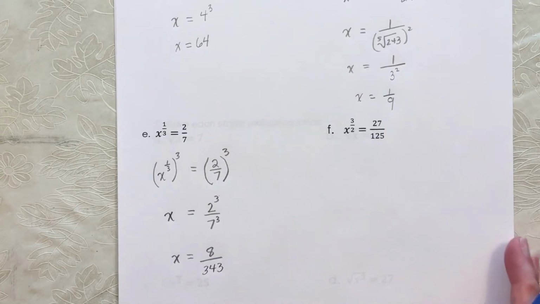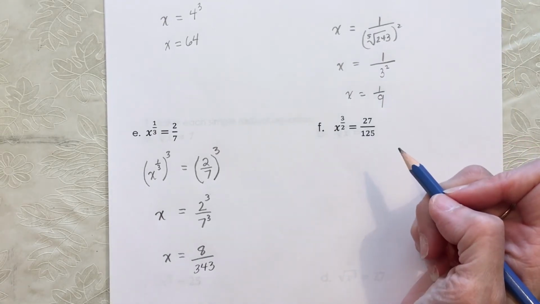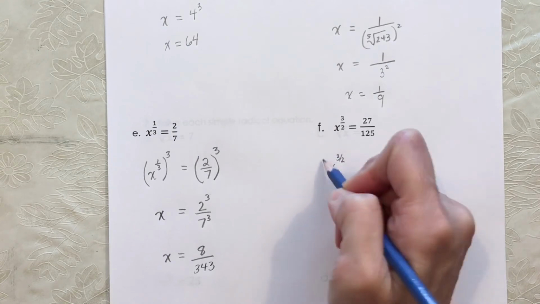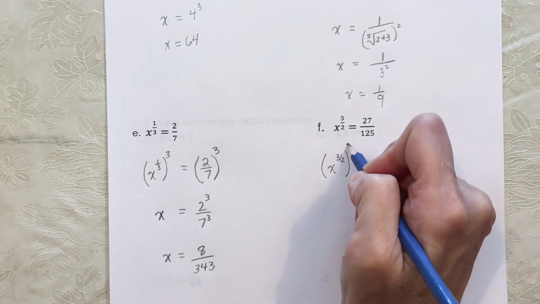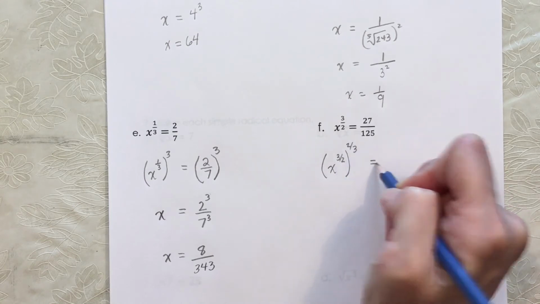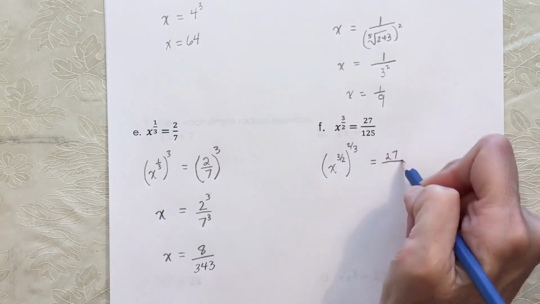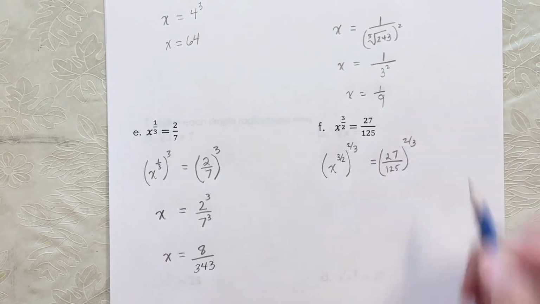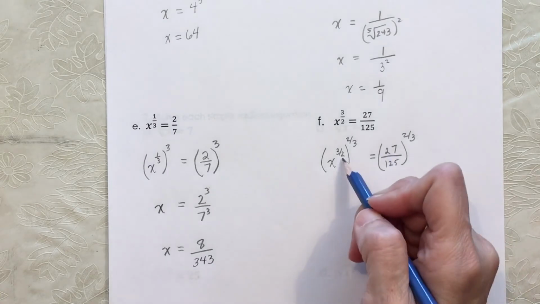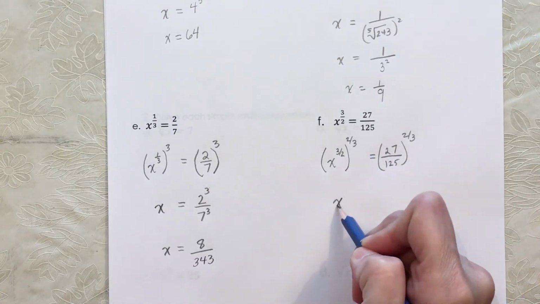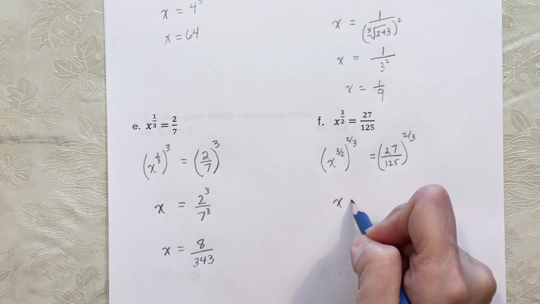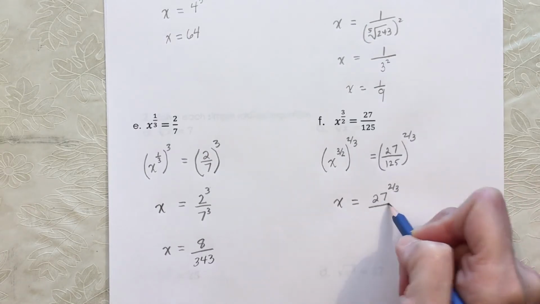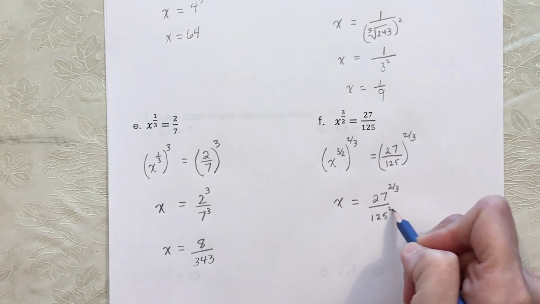All right, x to the 3/2 equals 27/125. So I want to get x by itself, so I'm going to put the left side to the 2/3, which means I have to put the right side to the power of 2/3. So x to the 3/2 to the 2/3 is just x to the 1, because that would give you x to the 6/6. And then I know I can apply that 2/3 to the numerator and the denominator.